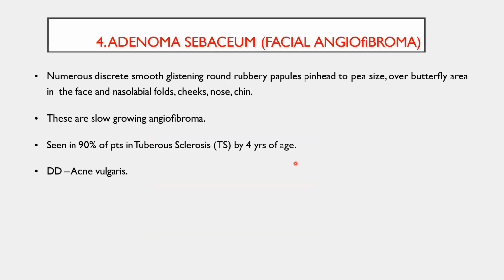Next, adenoma sebaceum. A better term would be angiofibroma. These are numerous discrete, smooth, glistening, round, rubbery papules of pinhead size seen on the butterfly area of the face and nasolabial fold. These are slow growing angiofibromas. Ninety percent of patients with tuberous sclerosis will have this kind of lesion by the age of 4 years. A close differential diagnosis is acne vulgaris.